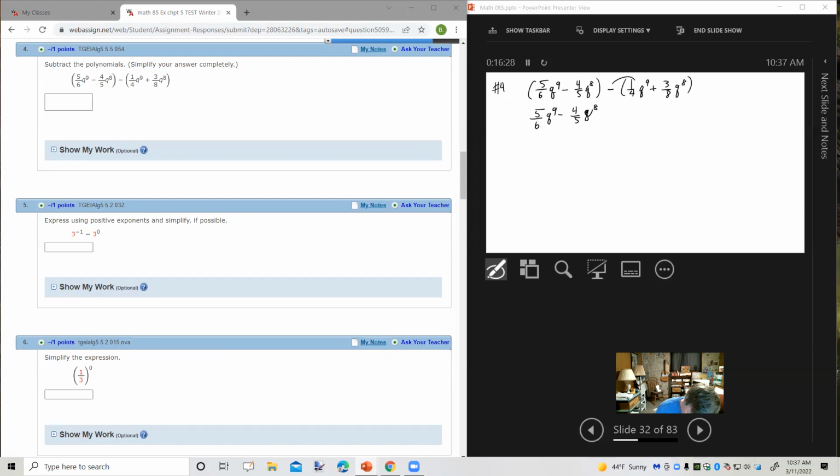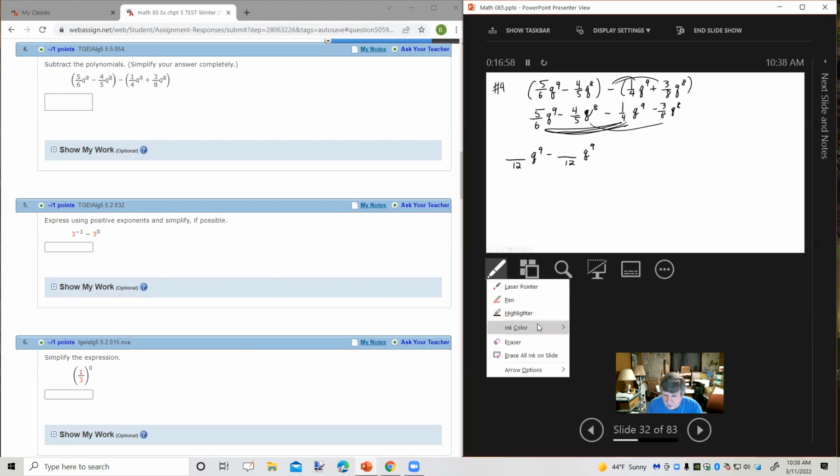Eight, and then distributing minus 1/4 q to the 9th minus 3/8 q to the 8th. Let's see, these are like terms and those are like terms, but these first two, the common denominator of 6 and 4 is 12. So I need so many 12ths q to the 9th minus so many 12ths q to the 9th.